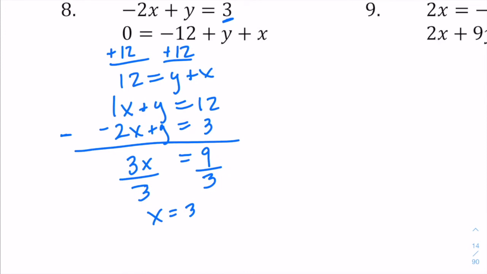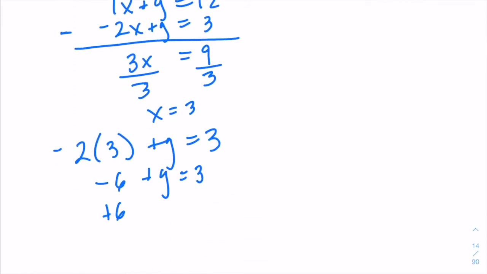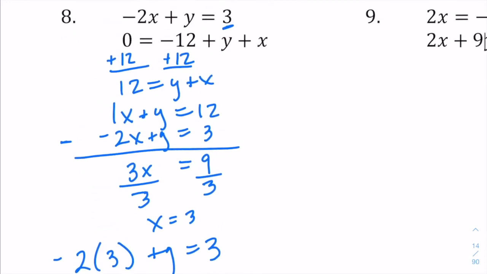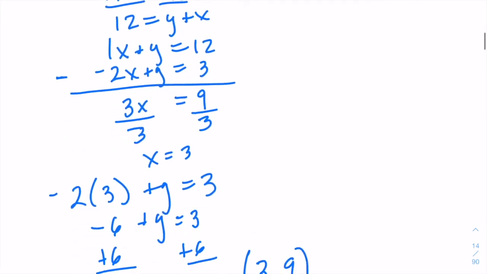All right, if we go up to our first equation, negative 2 times 3 plus y equals 3, we get negative 6 plus y equals 3. If we add 6 to both sides, we get that y is equal to 9. So our solution is (3, 9). So notice in this situation, again, we had to line things up before we could actually begin using the elimination method.